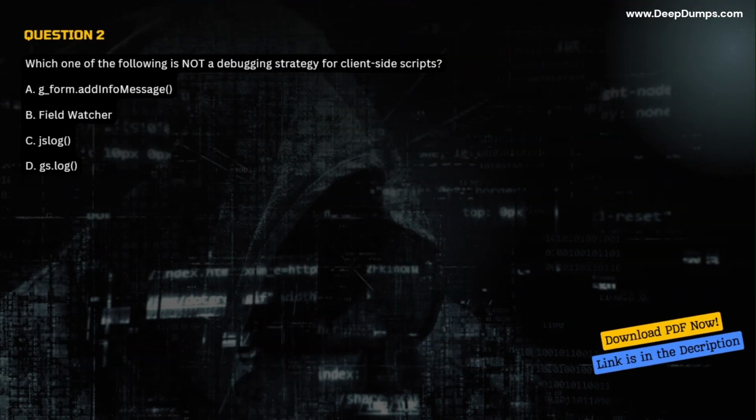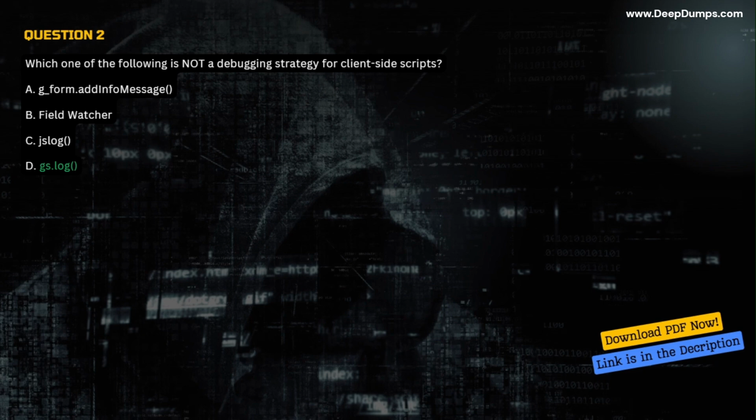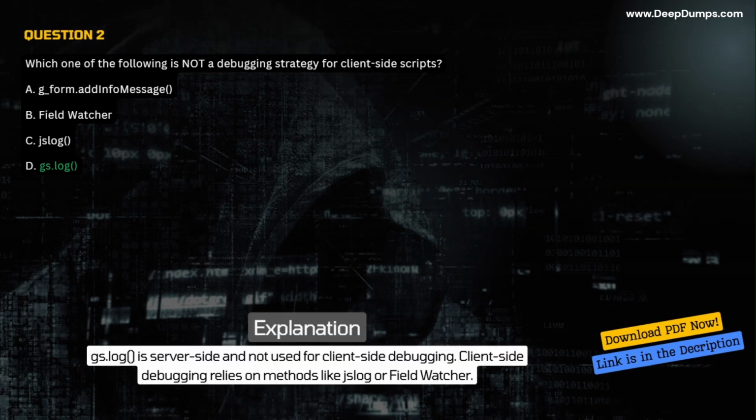Question 2. Which one of the following is not a debugging strategy for client-side scripts? A. g_form.addInfoMessage. B. Field watcher. C. jslog. D. gs.log. Correct answer D. gs.log. Explanation. gs.log is server-side and not used for client-side debugging. Client-side debugging relies on methods like jslog or field watcher.